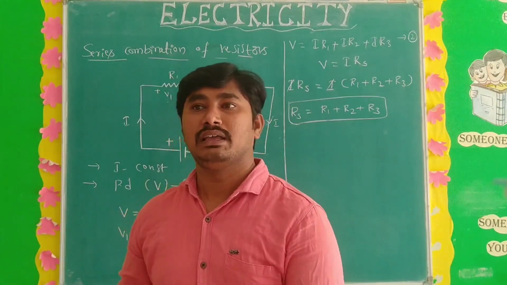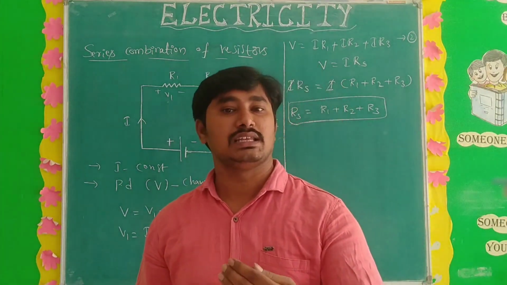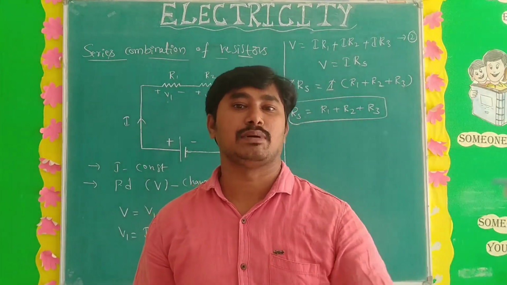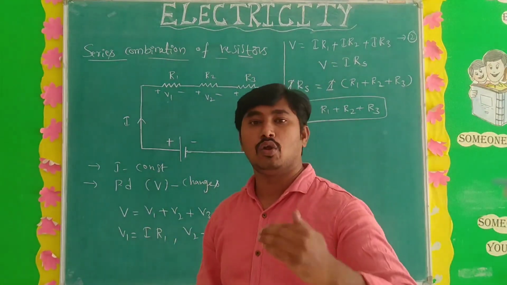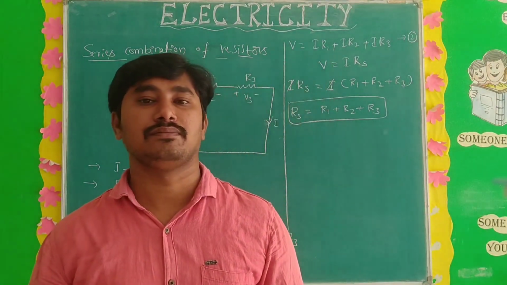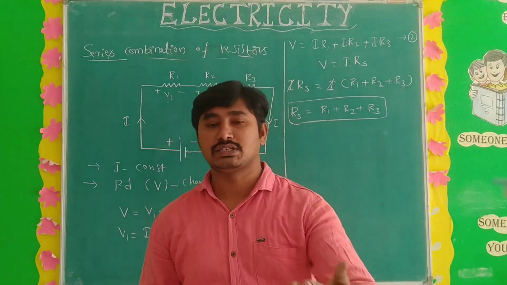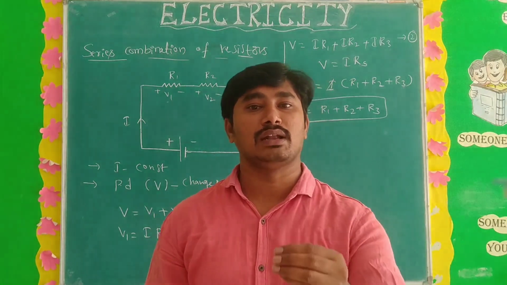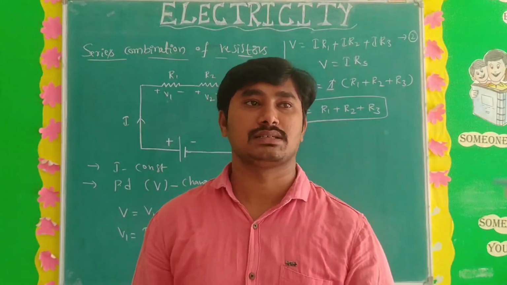Why? Because here the current is very low. Because in the series combination the resistance is maximum, and the current is very low. Understand? This point is very important. Next we can discuss the second combination of resistors, that is the parallel combination of resistors.